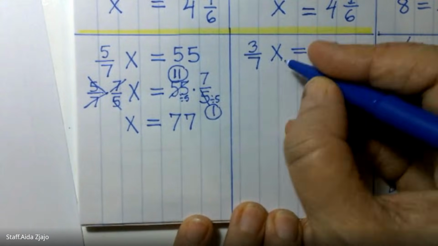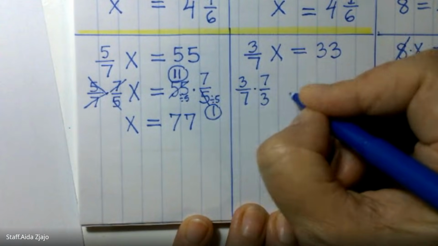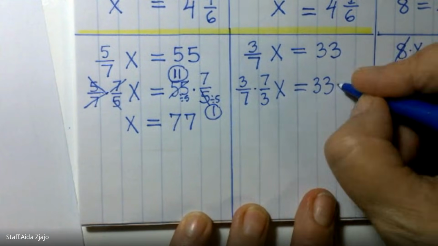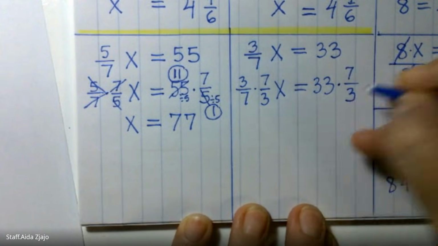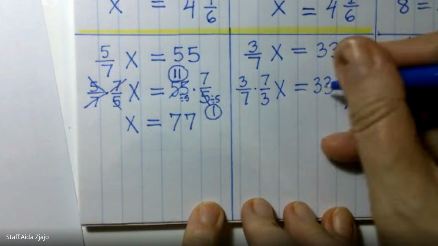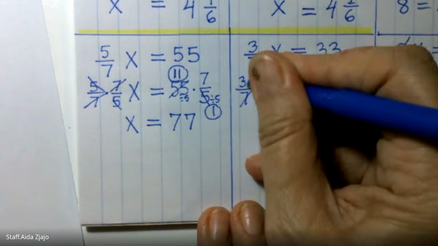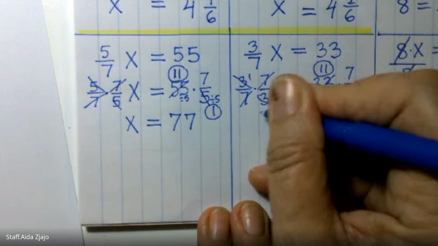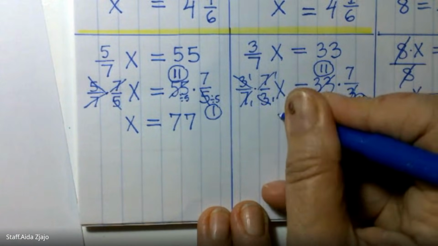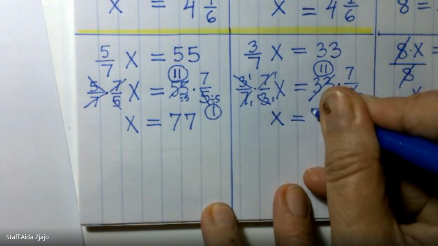So for 3/7 x, if I multiply by the reciprocal, I will get 33 times 7/3. Once again, I can divide by 3 and have 1, divide 33 by 3 and have 11. And this will cancel, becomes 1. 1, 1, 1. 1 times 1 is 1. Divide by 1 is 1. 1 times x is x. And that is 77 as well.